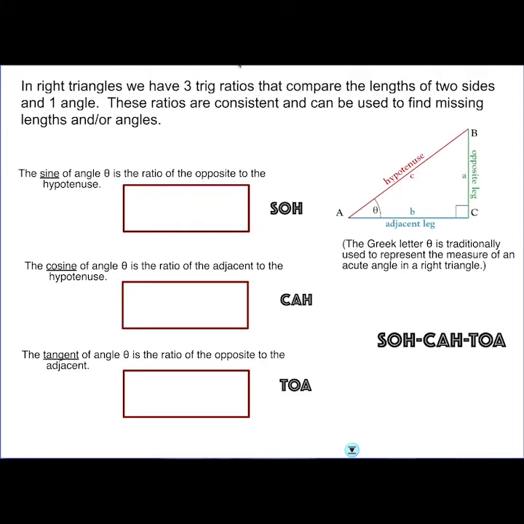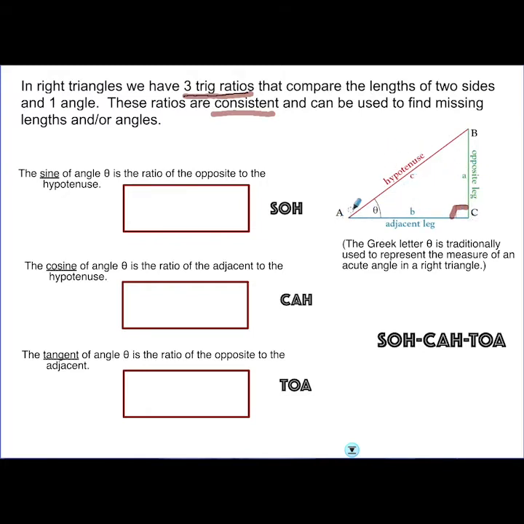So here's what happens now. In trigonometry, we have something called our basic 3 trig ratios. These are super important, and we want to spend some time with these. These ratios compare the lengths of two sides in one angle. They're consistent, meaning they're a ratio, so they can either be larger or smaller. It doesn't matter how big the triangle is. It just has to be a right triangle.